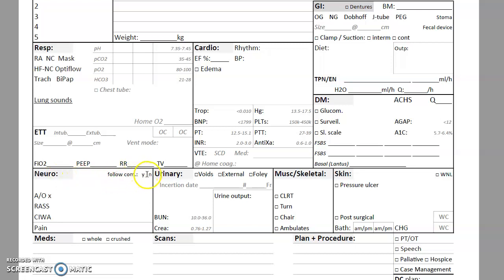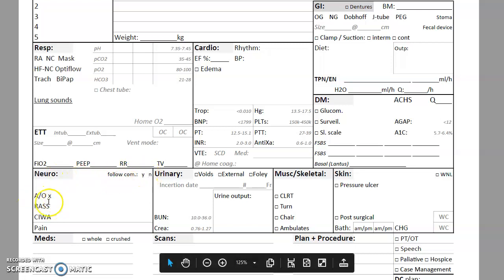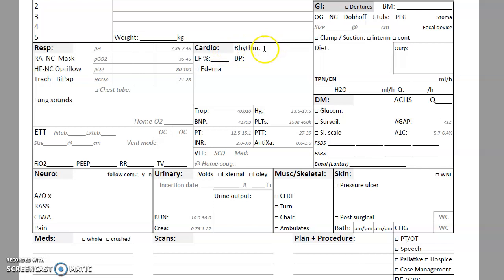Neurologically, patient following command, yes or no, alert oriented, your RASS, your CIWA, your pains, and you can write down anything else you're using for your assessments. Cardiac system, right here your heart rhythm and rate, your blood pressures, your EF, if patient had an echo done, any swellings. Right here any markers for heart damage, your PT INR, PTT, and anti-Xa, and right here you have your hemoglobin and platelets, also with normal limits.